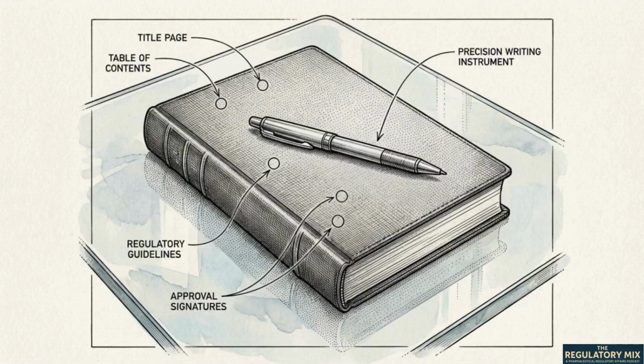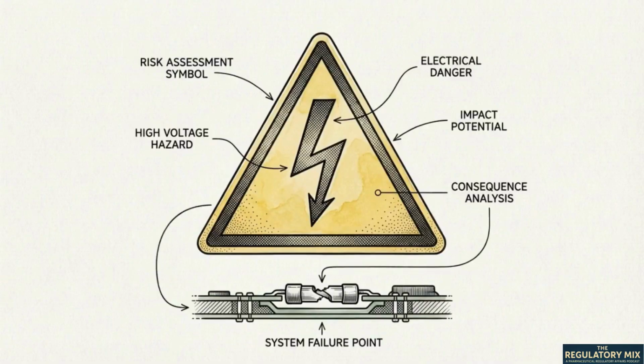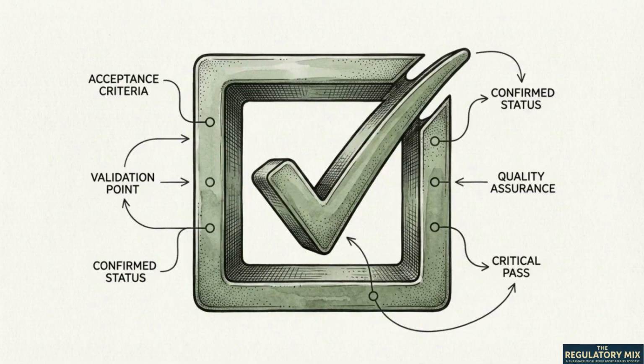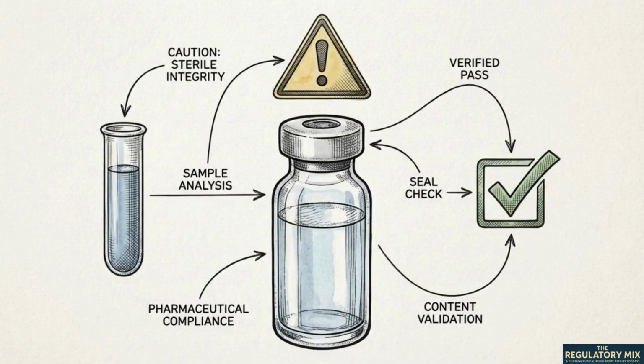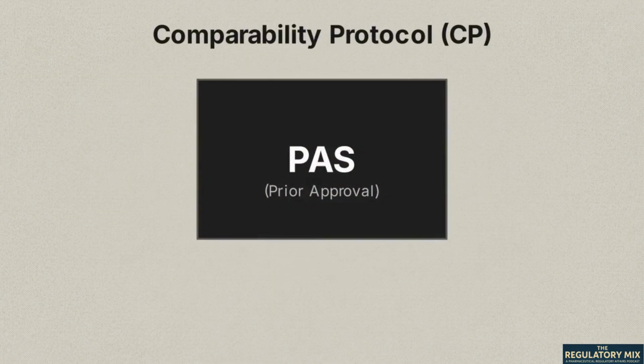To manage this, manufacturers use a regulatory mechanism called a Comparability Protocol, or CP. A CP is a prospectively written plan submitted to the FDA before a change is needed. It defines the exact risk assessments, analytical tests, and acceptance criteria that will be used to demonstrate that a future change will not adversely affect the product. An approved CP reduces the reporting burden for future changes.